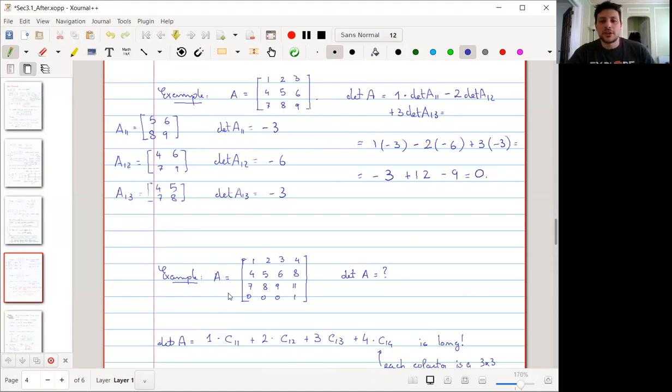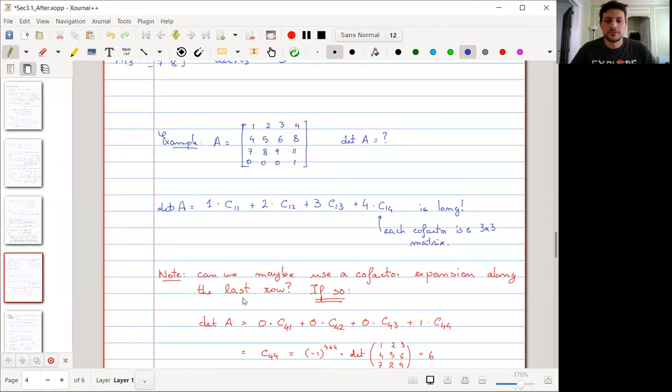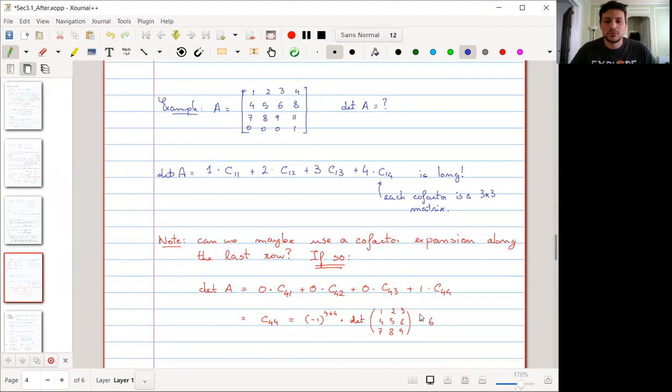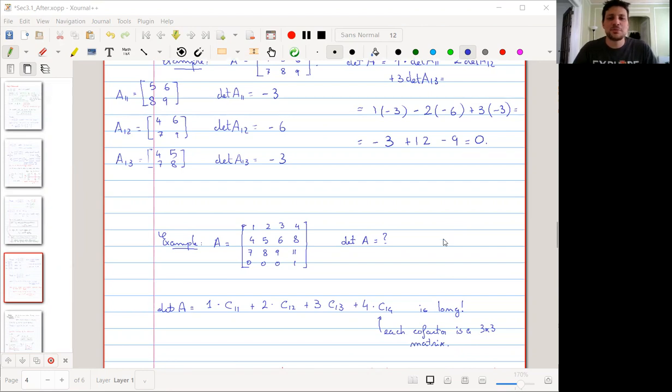Let's have a look at this other matrix here. Give me a second. Okay, I double checked my computations and they are fine. Let's move on to the next example.